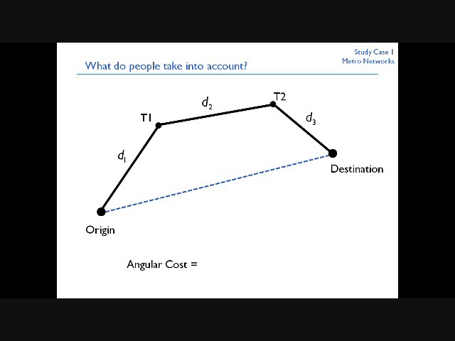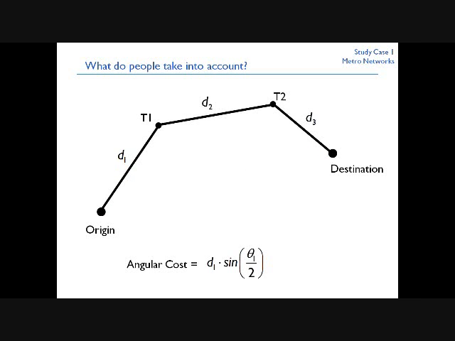Ideally, we would like to travel directly to the destination. If there's no direct line, we have to go to a first transfer station. So there's an angle between where I want to go and where I'm actually going, and in that angle, we're traveling a distance d1, the distance to the first transfer station. So we have a penalty that's related to the angle and the distance we're traveling along the way.